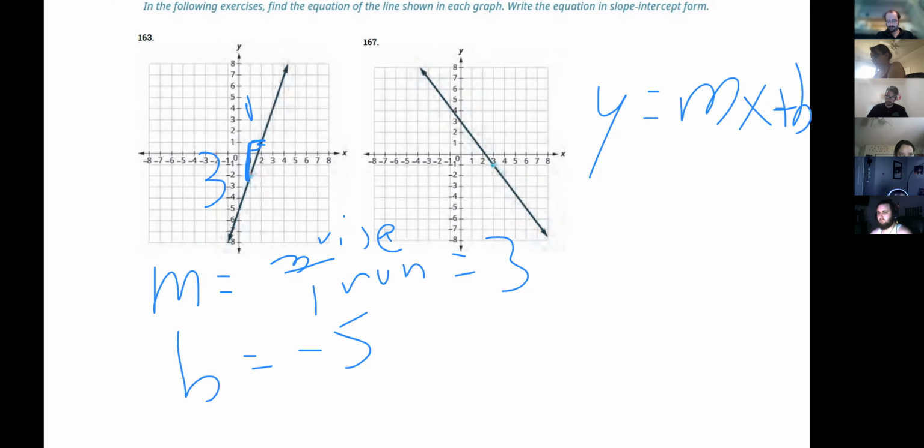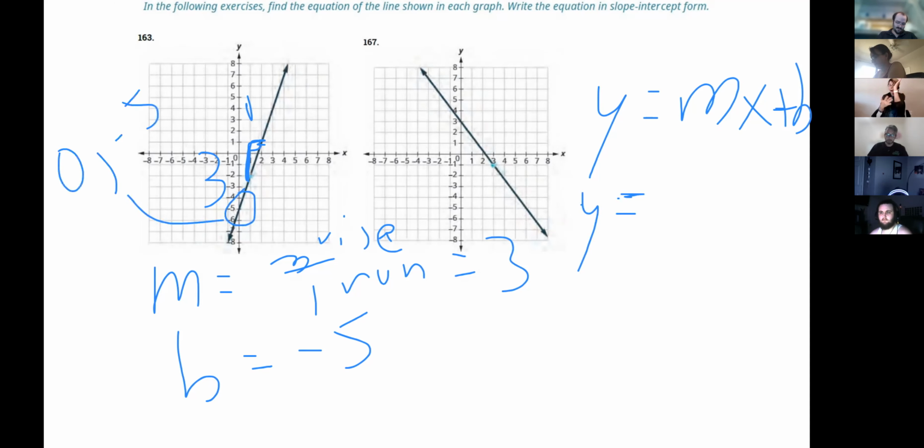It's -5. Okay. Can you just tell me where you got the -5 from? For b equals -5? Right. It's the y-intercept. We're picking out the y-intercept. So the b is just the y coordinate on the y-intercept.